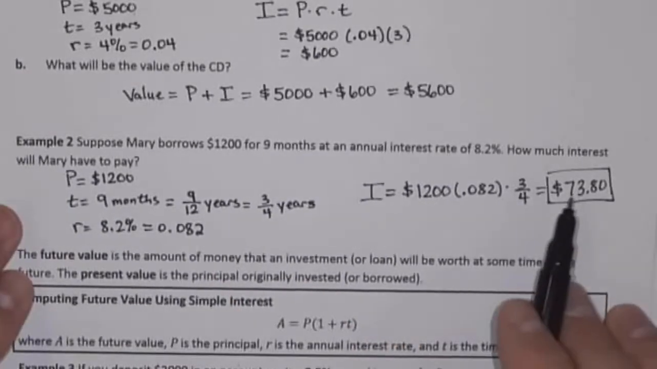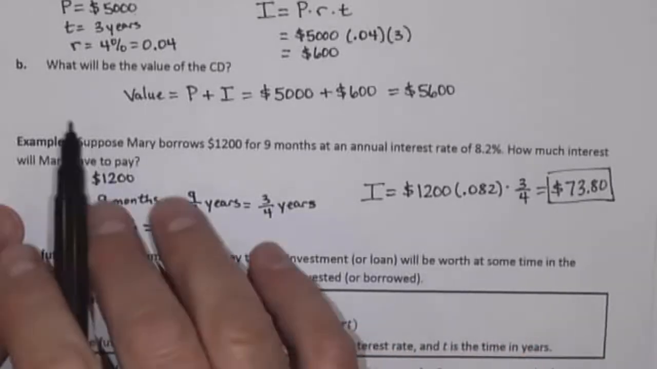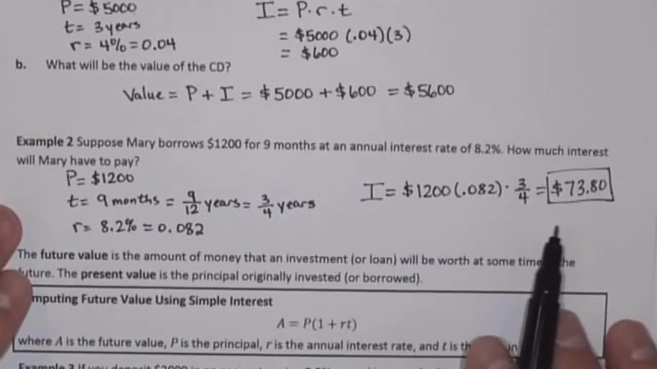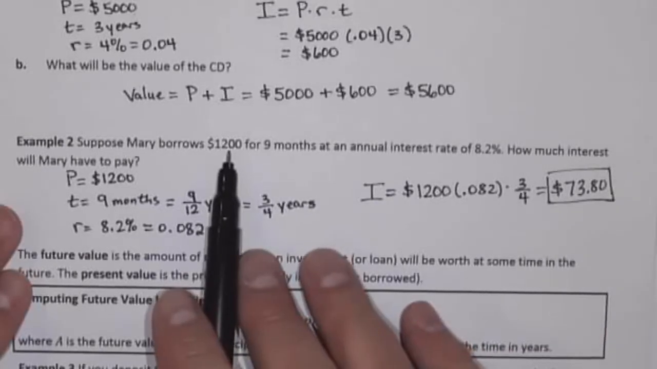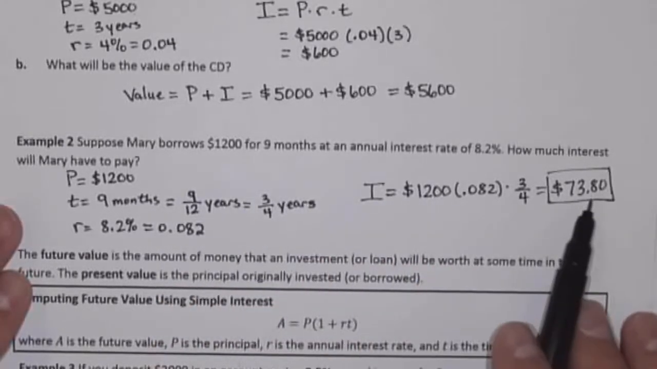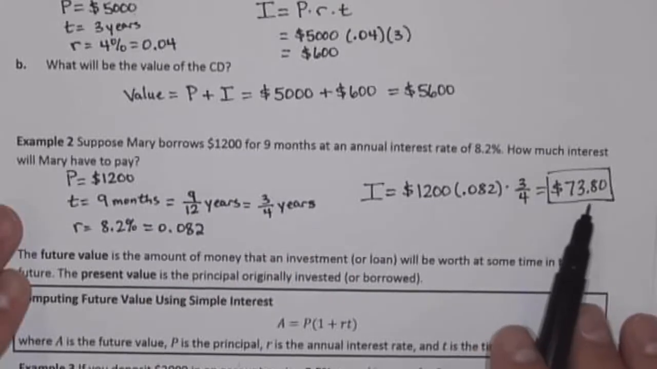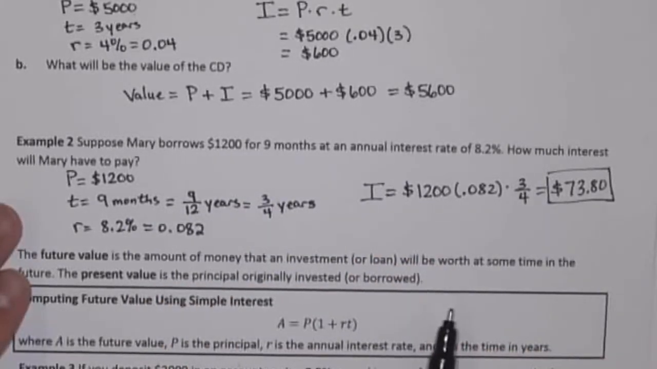Now, it didn't ask in this problem, but we could have asked a problem similar to Part B up here. How much altogether does Mary have to pay back for her loan? Well, she would have to pay back the $1,200 that she borrowed plus the interest that was earned on that. So she would have to pay back $1,273.80 if I add those together. That's how much she's paying back in the end.